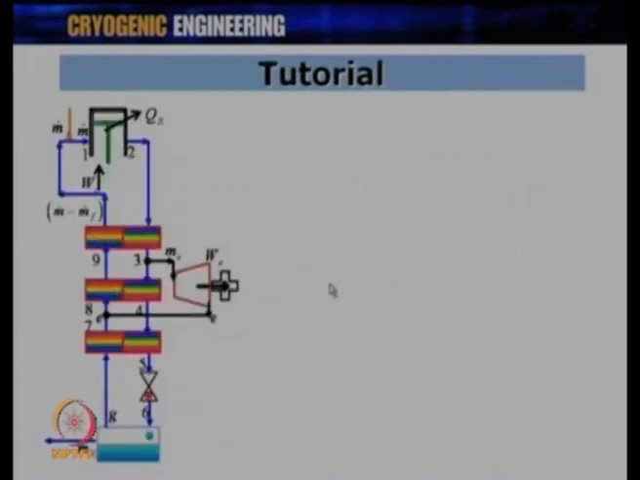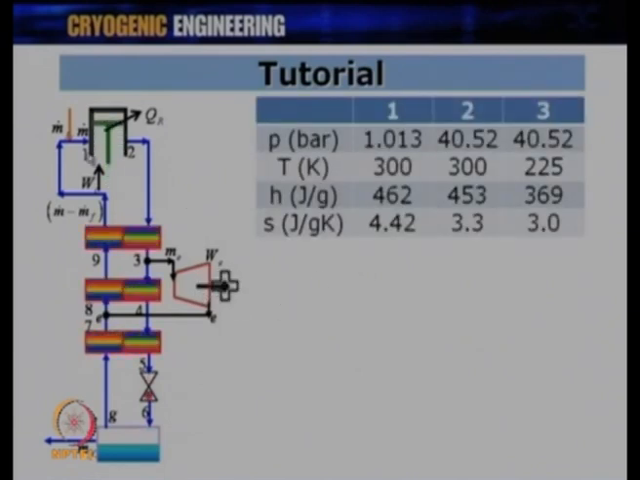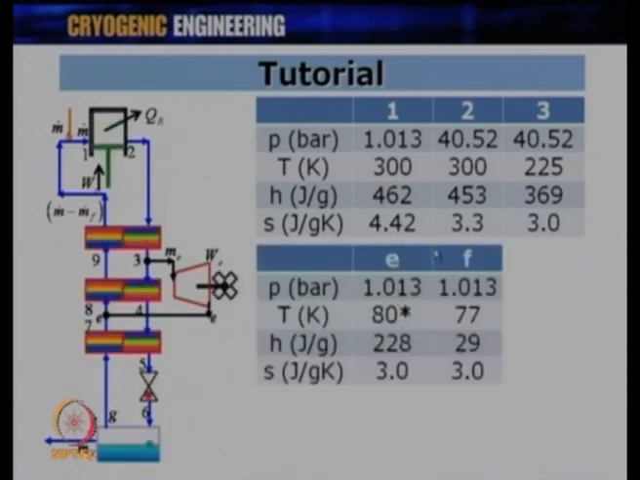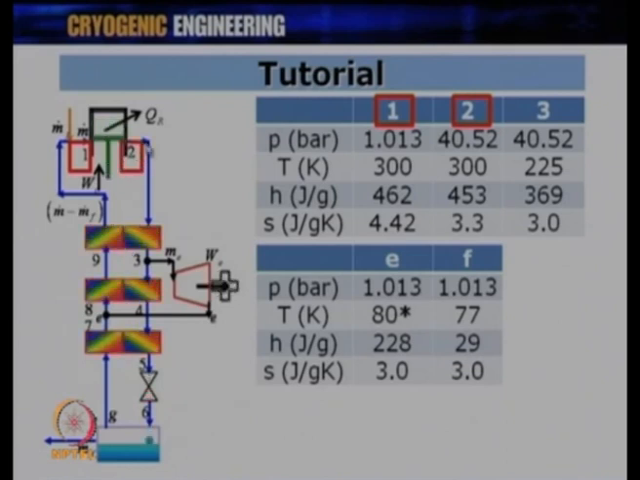So, now let us see the Claude cycle, and here is the Claude cycle having a compressor and expansion engine. And what we have is points 1, 2, 3, 4, E and F. So, one can see that point 1 is over here. Let us try to locate the points. Point 1 is at 1 bar, 300 Kelvin, and the corresponding enthalpy and entropy are given at point 1. Point 2 is after the compression, and again at this point 2 we have the pressure and temperature conditions given over here with the corresponding enthalpy and entropy values.